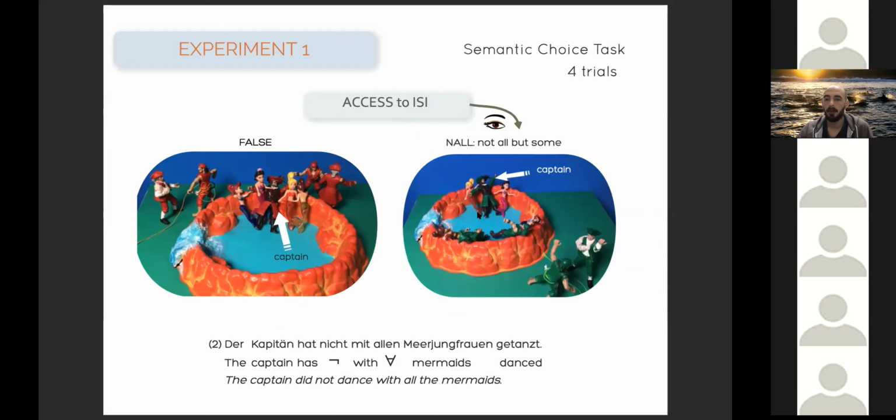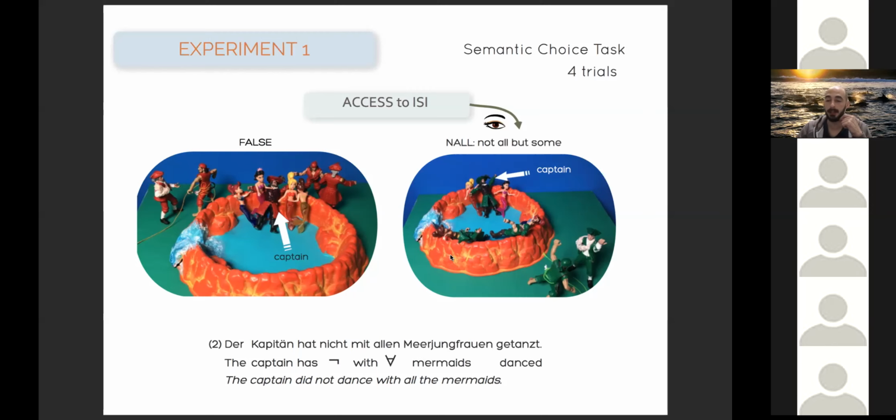But how about this context here? If I tell you the captain didn't dance with all of the mermaids, and he is dancing with just two of them, would this sentence be true? Gergana, can I ask you, since you are today's subject? Would you accept this picture as a description of this sentence? Did not dance with all the mermaids, but well, actually yes, because not with all, but with some. Those are the ones he danced with, and the others with whom he didn't dance. Okay, very good.